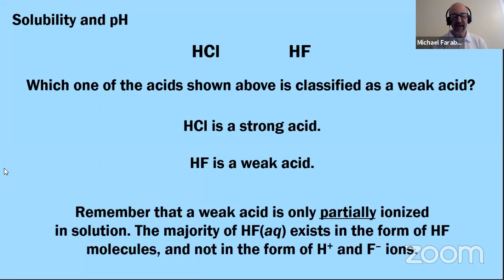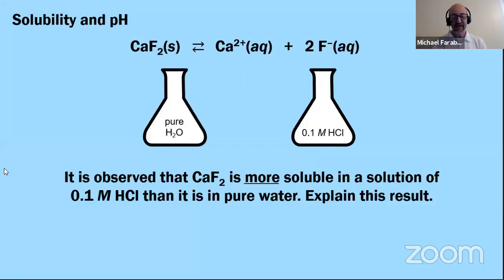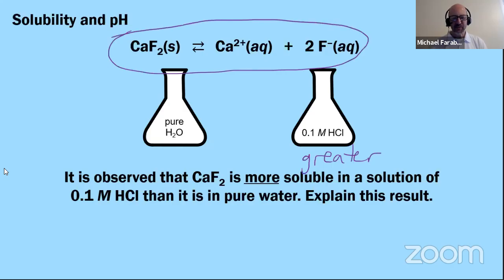So therefore, the majority of the HF exists as molecules, not in the form of H plus and F minus ions. So now instead of making the solubility less, we're going to show you examples of making the solubility actually greater. So the solubility of calcium fluoride is actually greater in a solution of HCl than it is in pure water. So you don't see H plus or Cl minus in this equilibrium expression. So you might wonder, what effect would H plus and Cl minus have on this equilibrium?